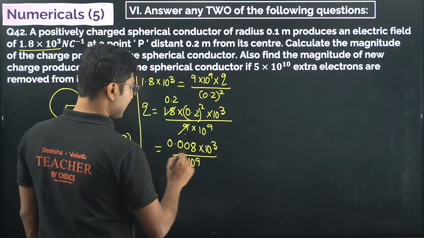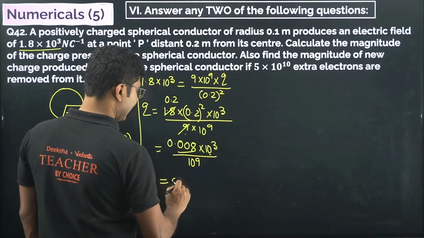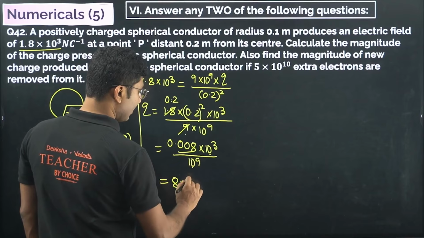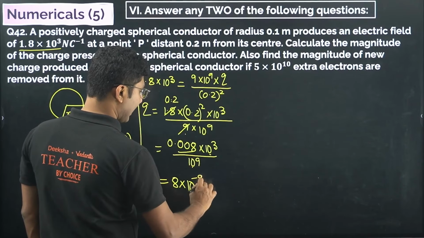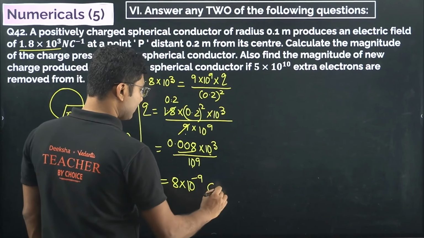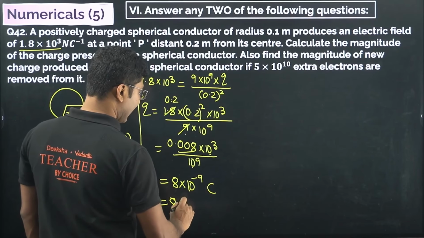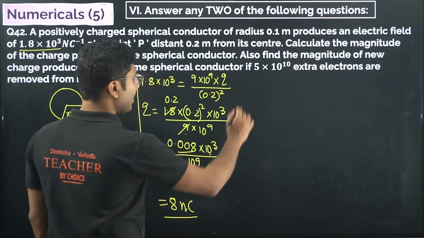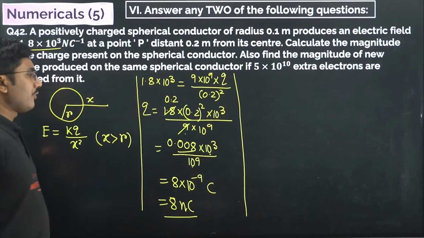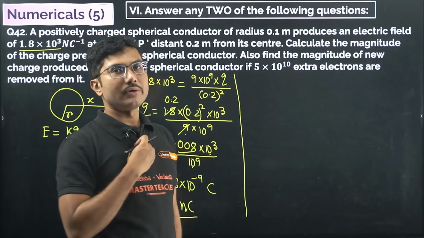So now we can say that 0.008 into 10 to the power of 3 is 8, and the 10 to the power of 9 goes up and becomes minus 9. So 8 into 10 to the power of minus 9, and the charge unit is coulomb, so we can say 8 nanocoulomb. So this is the first stage. If you solve up to this much, you will get 3 marks. If you solve the next part, you will get another 2 marks.